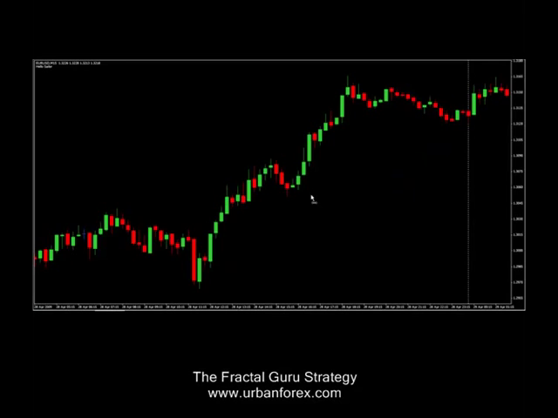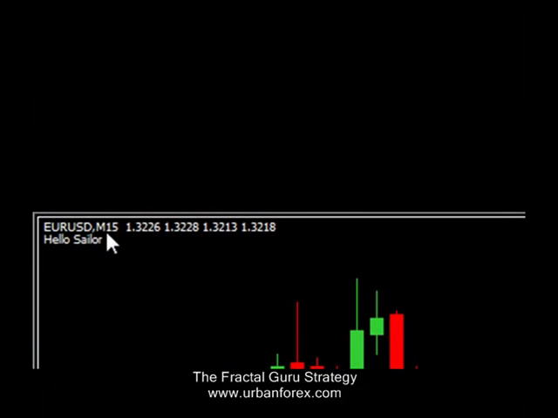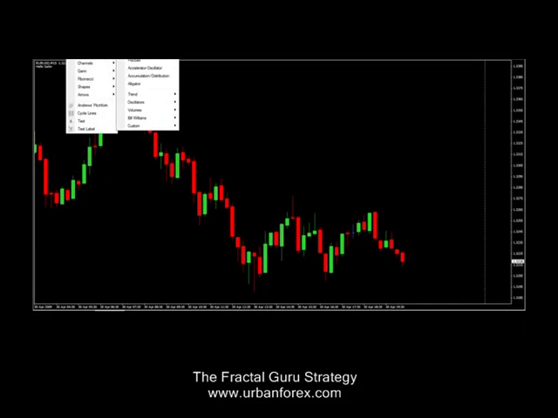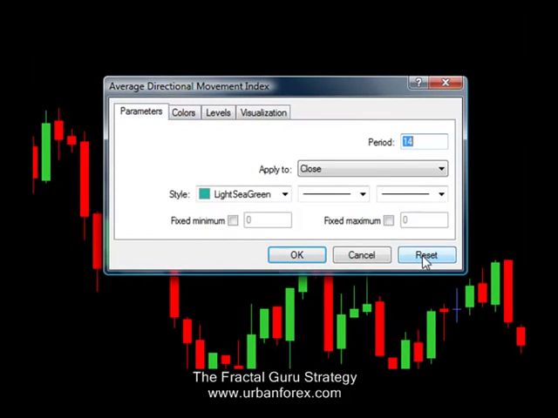Okay, I have a clean chart right here that I'm looking at. It's the Euro USD on a 15-minute time frame right now. I'll walk you through how to add the indicators. I'm going to click Insert, Indicators. I'm going to go to Trend, and I'll see Average Directional Movement Index. That is the ADX. I'm going to keep everything at default, which is period 14, apply to close.